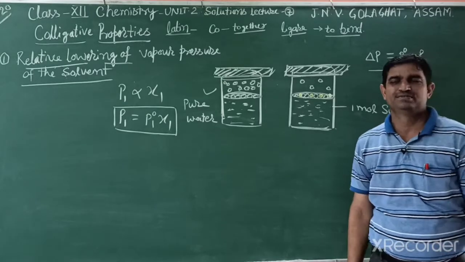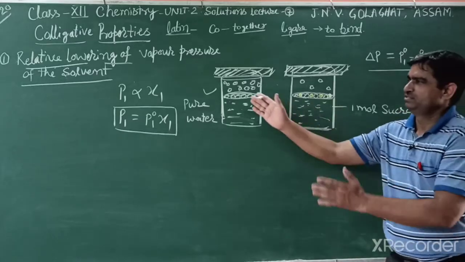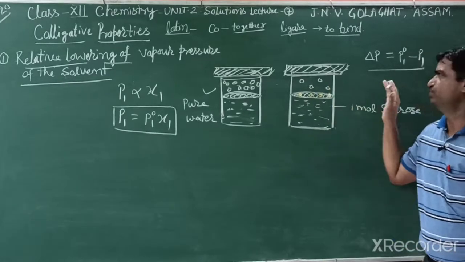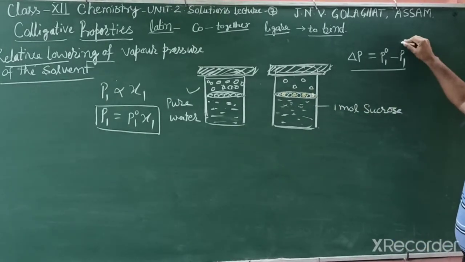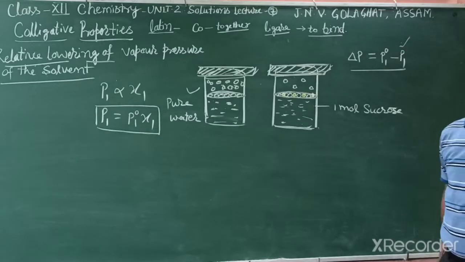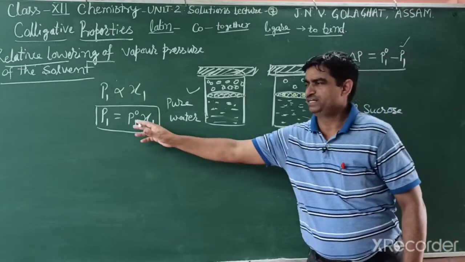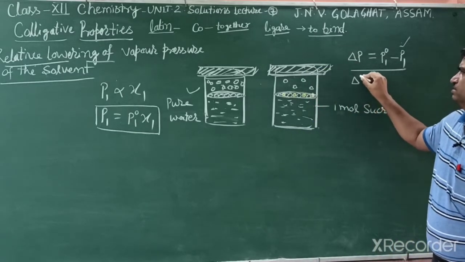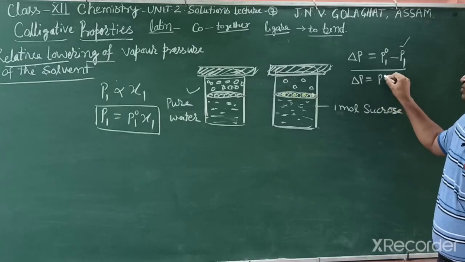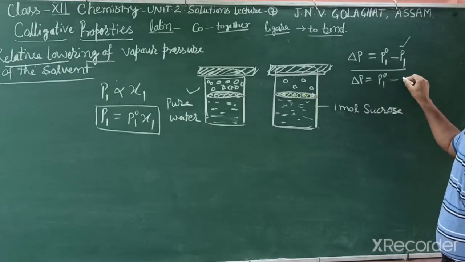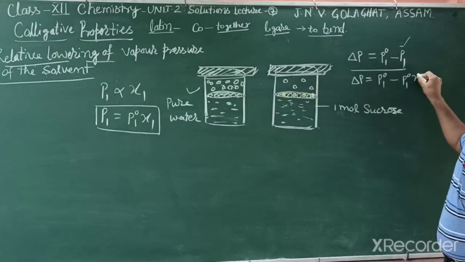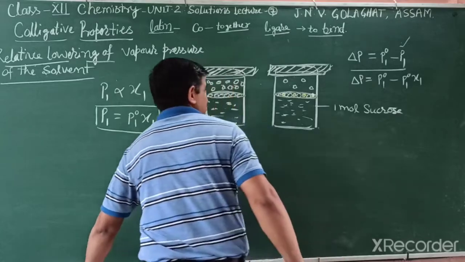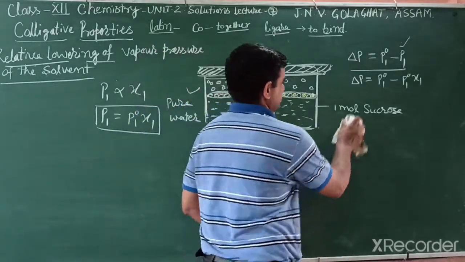The reduced pressure is the pure vapor pressure minus the partial vapor pressure of the component. In this equation I place the value of P1. So this way we can write delta P is equal to P1⁰ minus P1⁰ times the mole fraction of the solvent. So further, how can we write?